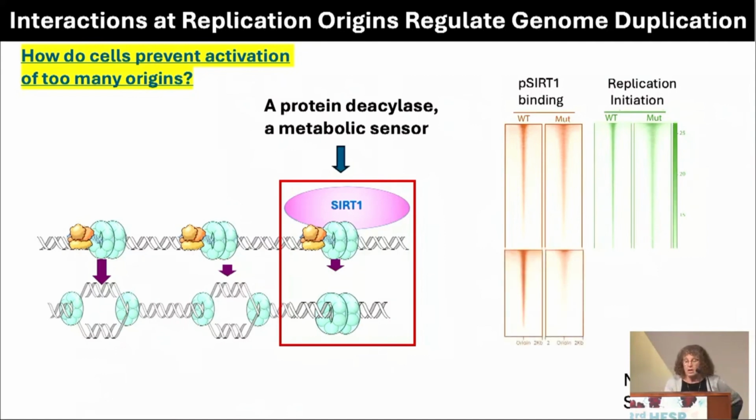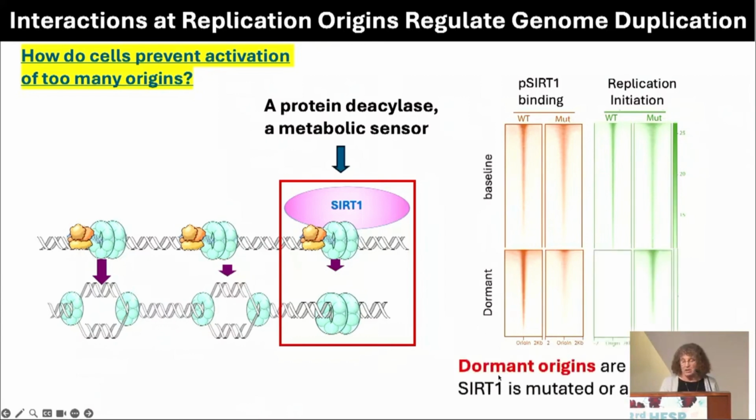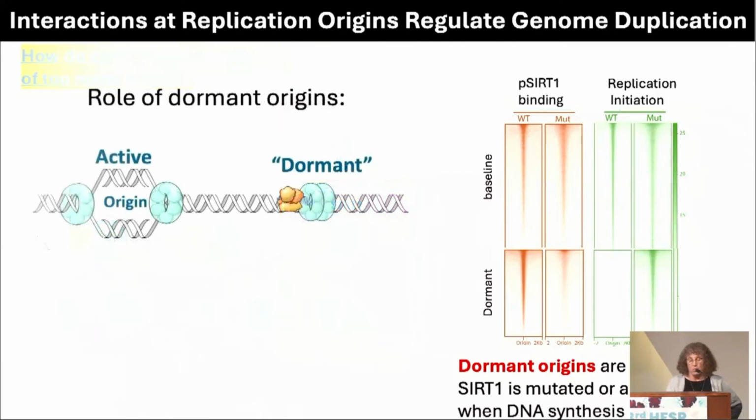Why is this important? This is important because there are other sequences that SIRT1 binds that we were puzzled about, because they do not act as replication origins in cells that harbor the intact SIRT1. However, we found that they are active in the cells that are harboring the mutant SIRT1, or when SIRT1 is entirely absent, suggesting that those are origins that are dormant. They are not activated in the cells because SIRT1 is binding to them. So they are suppressed by SIRT1.